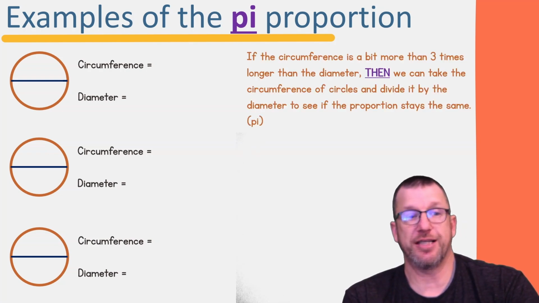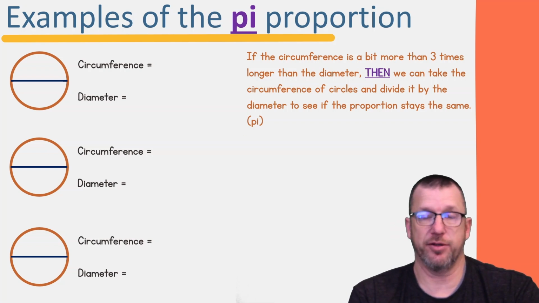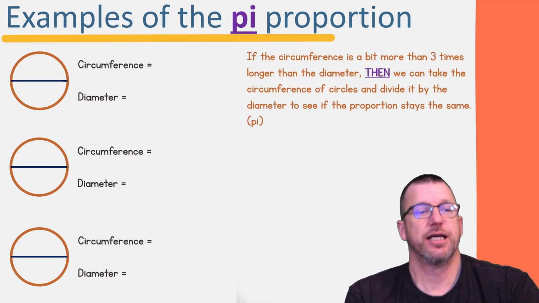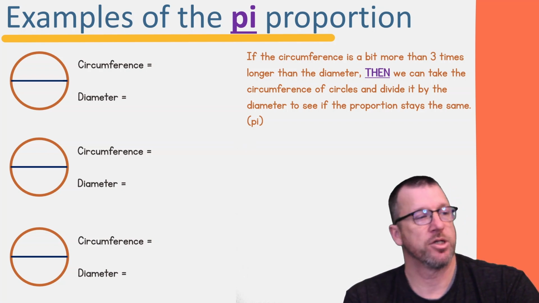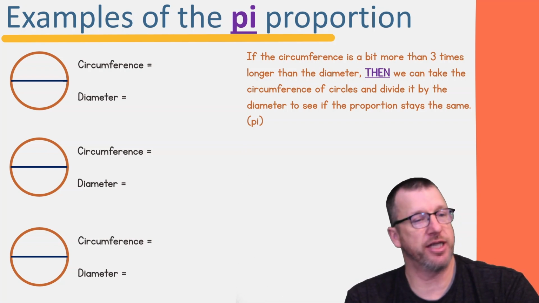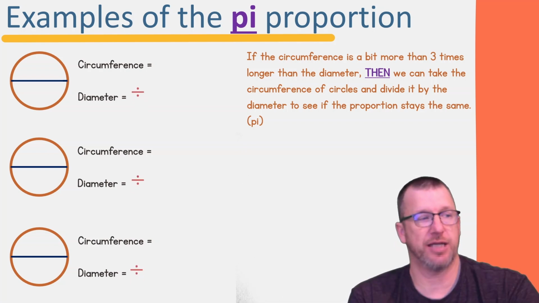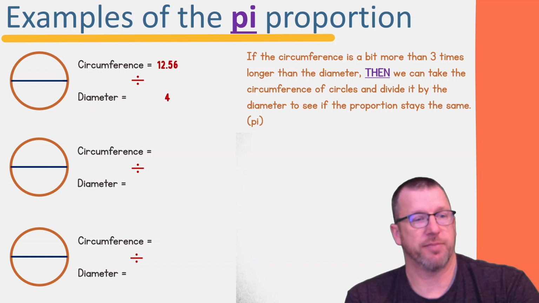So if our circumference is a bit more than 3 times longer than the diameter, then what that means is we can take the circumference of a circle and divide it by the diameter, and it should give us that pi proportion, right? So we do the inverse of multiplication. We go ahead and divide them. It should give us our approximation of pi.